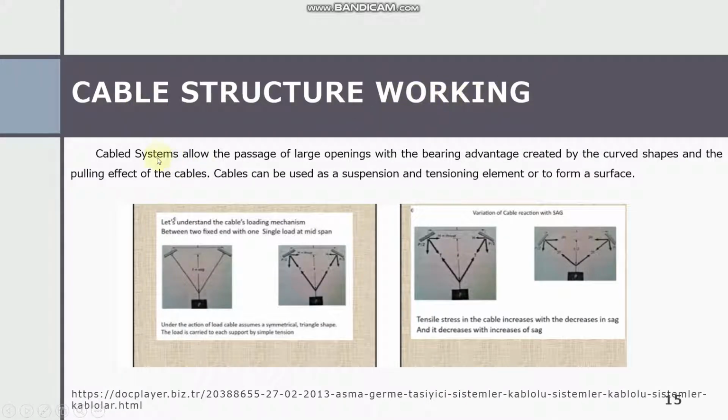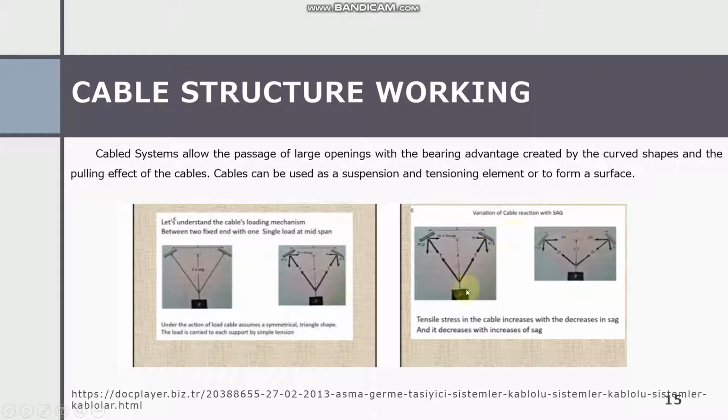Cable structure working: cable systems allow the passage of large openings with the bearing advantage created by the curved shapes and the pulling effect of the cables. Let's understand the cable's loading mechanism between two fixed supports with one single load at mid-span. As you can see, two fixed supports and one load at mid-span. Under the action of the load, the cable assumes a symmetrical triangle shape. The load is carried to each support by simple tension.